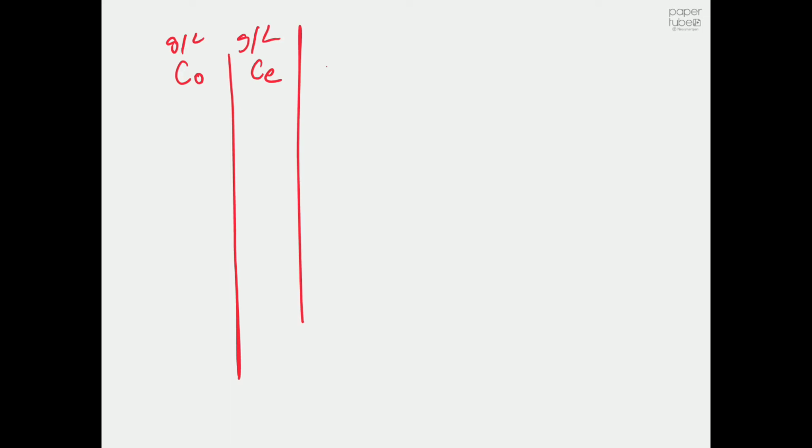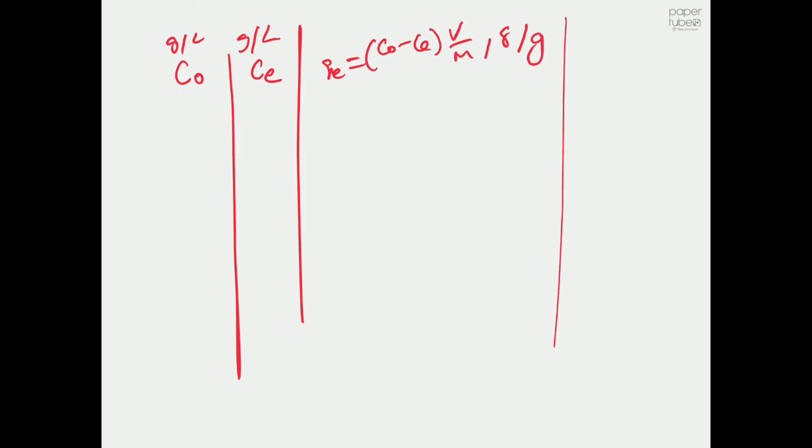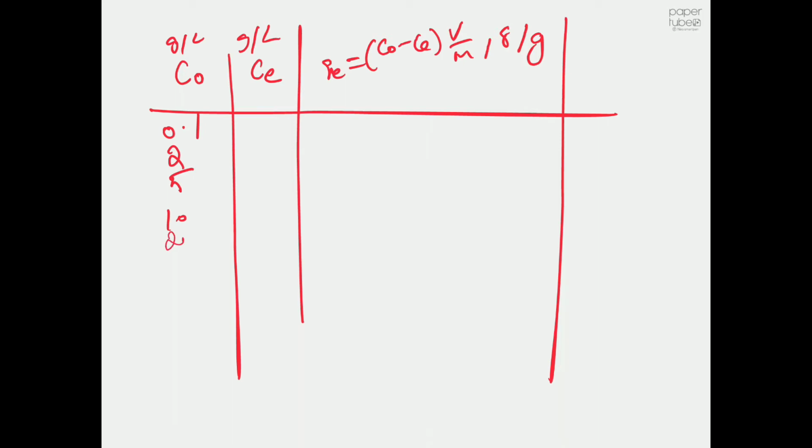So let me go to the next page, make it a bit clearer. C0 and CE are expressed in grams per liter. QE is C0 minus CE times V by m, expressed in grams per gram. I already calculated the values, so I will write them for you. Sorry for going a bit slow.